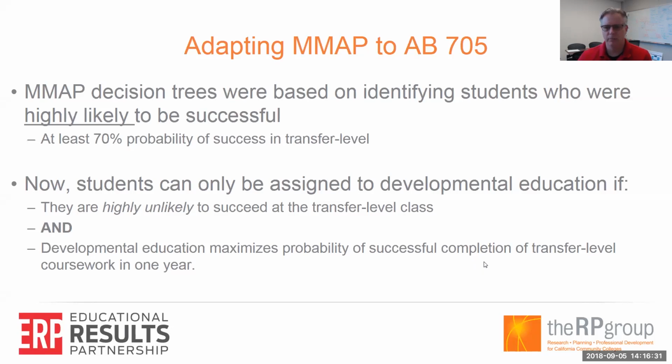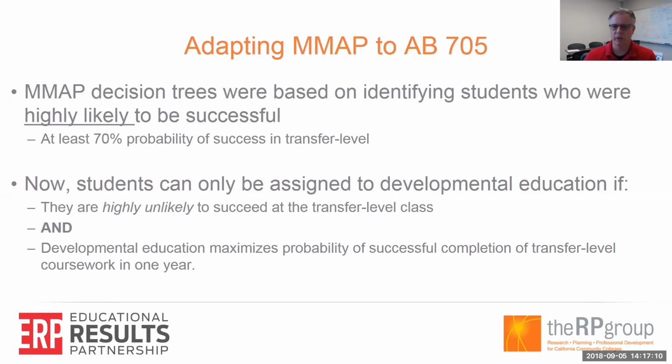So as we mentioned in the beginning of the webinar, the MMAP classic rule set, as we refer to it sometimes, was structured around identifying students who are highly likely to be successful in transfer level work, a 70% probability of success or greater. Now there's been a paradigm shift with AB 705 as of October 2017, and we've had to rethink how we can apply this information and this data to the objectives that are required by AB 705, which is that we maximize the probability of successful completion of transfer level coursework within 1 year.